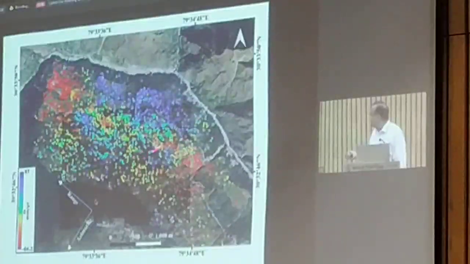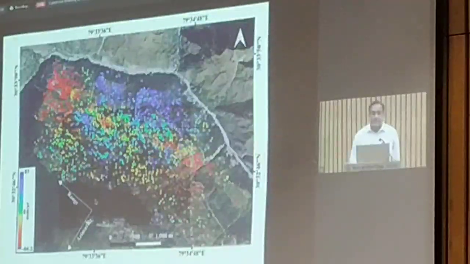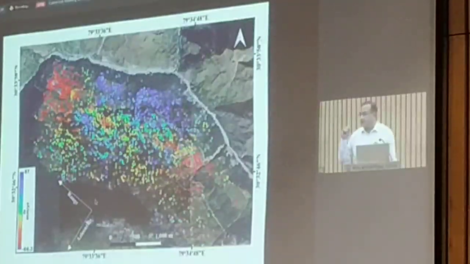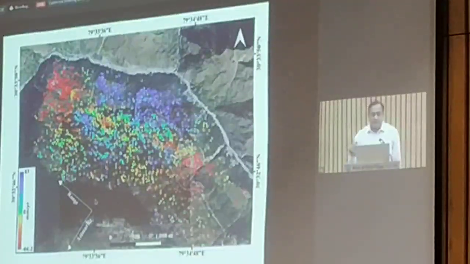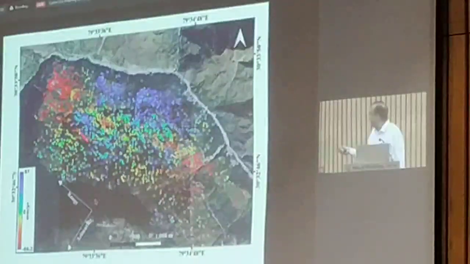This is an example of Joshimath. Using again the permanent scatterer interferometry technique, that means you take scatterers over buildings, which don't change over a period of time, but you see how these buildings have moved. This is how the situation looks over the last 2 years. 2 years of data has been analyzed.